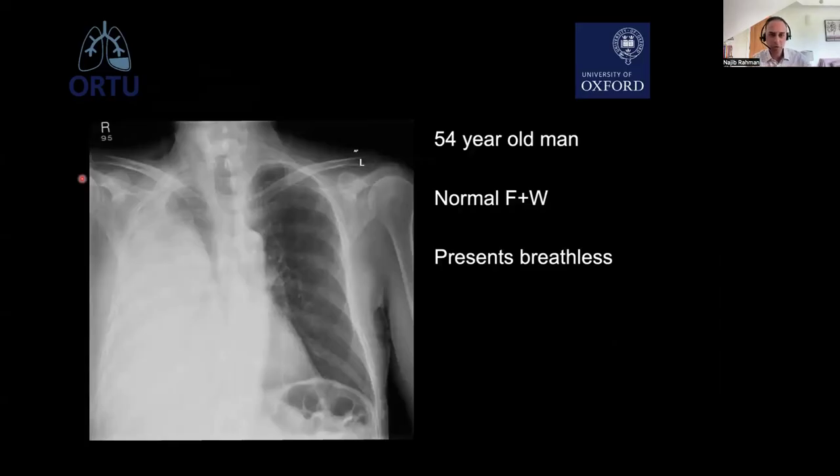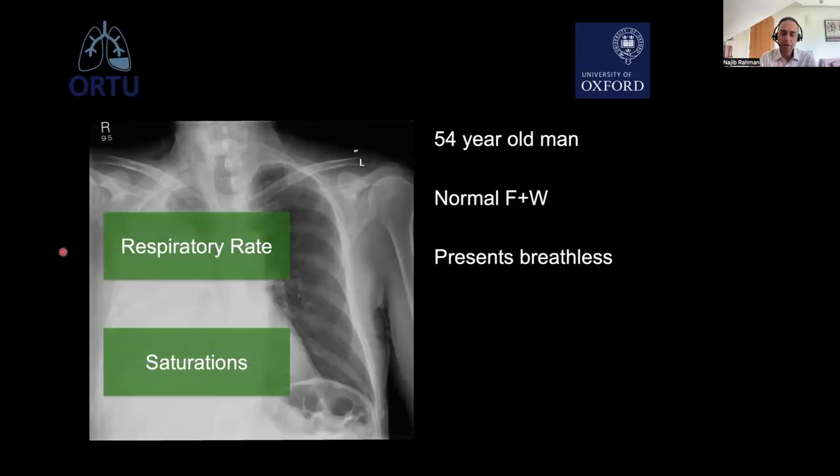Okay, let's take this particular case then. Our next case, a 54-year-old man, he's fit and well, he presents breathless, obviously with a very large pleural effusion. But the question is, what would you predict the respiratory rate would be, and what would you predict the oxygen saturations would be? And this again is an important practice point. So in fact, we would predict the respiratory rate would be high because the weight of the effusion is causing tachypnea, but we would expect the saturations to be not quite normal, but at least up there and fairly normal. So with a respiratory rate of 90, this patient had saturations of 94%.